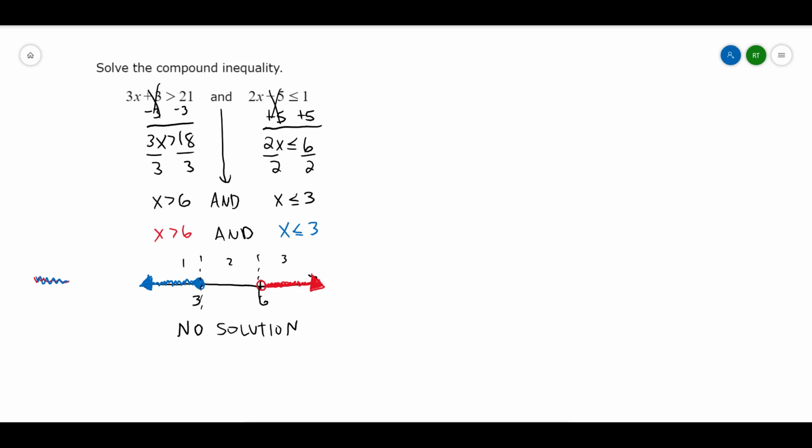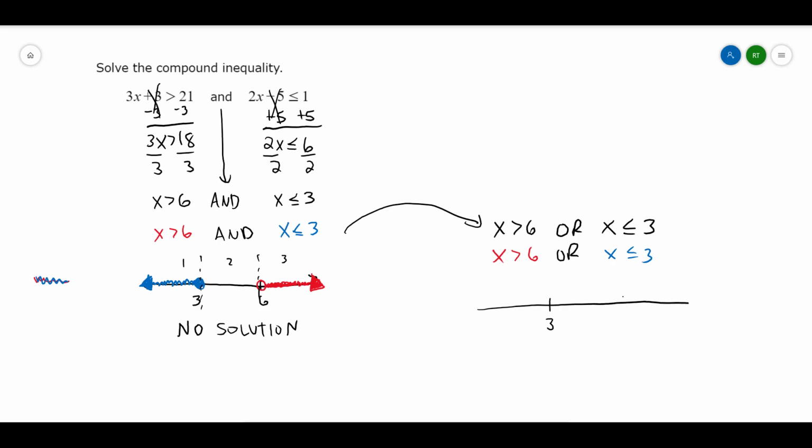And then let's look at if this was an OR problem so you can see the difference. Again, I'll do this one in red and the other one in blue. And this is an OR problem. So you just do your sketch, small number first, bigger number second. Numbers bigger than 6, we go this way. Numbers less than or equal to 3, solid dot, and shade to the left.